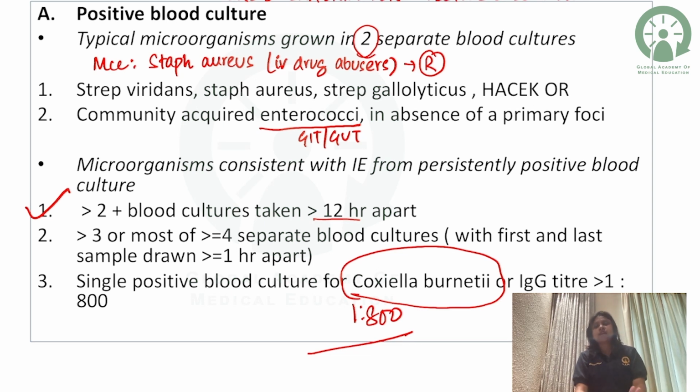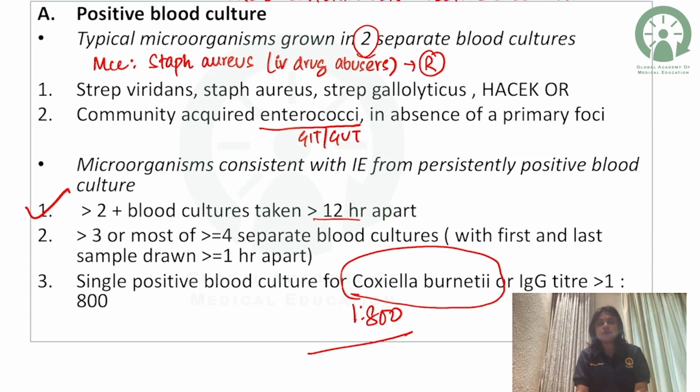So in diagnosis of infective endocarditis, we find that blood culture plays a very important role, and we need to maintain the procedure of blood culture. So the one-liners which can be asked: what are the typical organisms involved in infective endocarditis, and for which organism is a single positive blood culture enough?